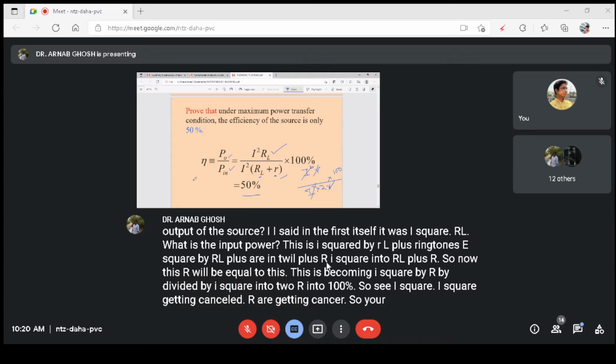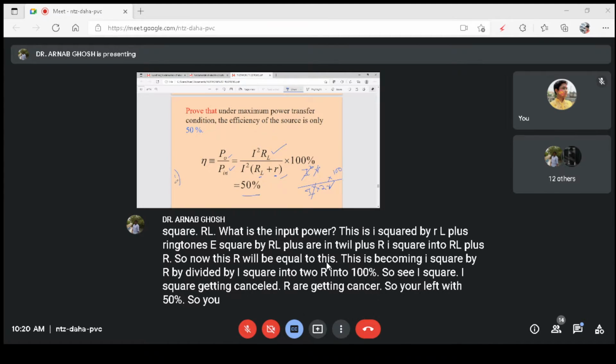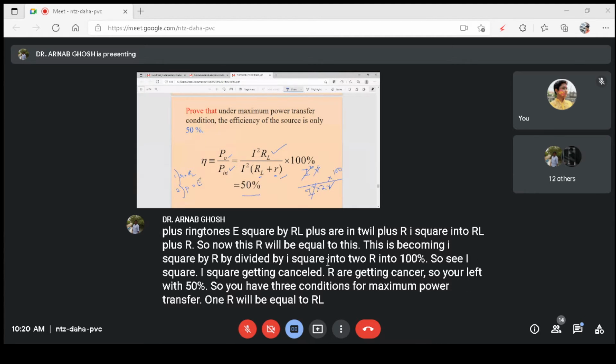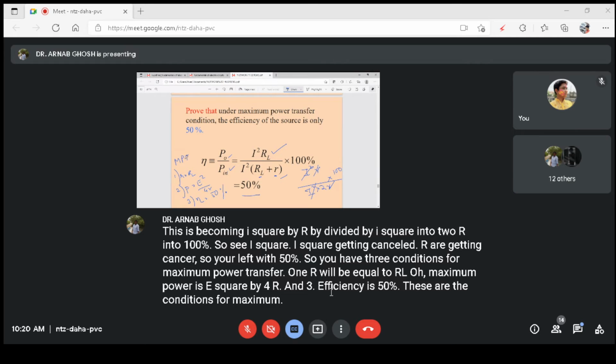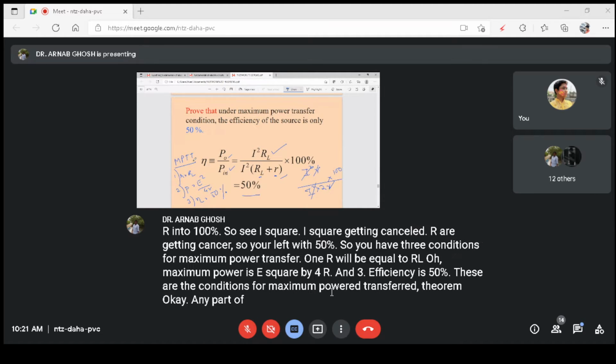So you have three conditions for maximum power transfer. One, R will be equal to RL. Two, maximum power is E square by 4R. And three, efficiency is 50%. These are the conditions for the maximum power transfer theorem. Any part of the derivation you didn't understand, or any questions you have?